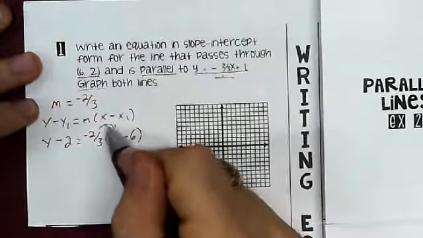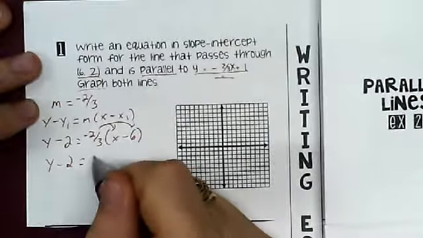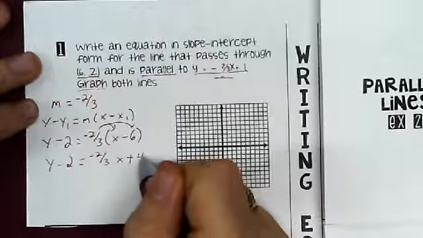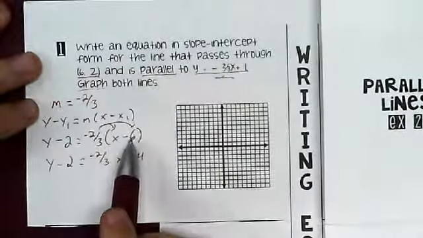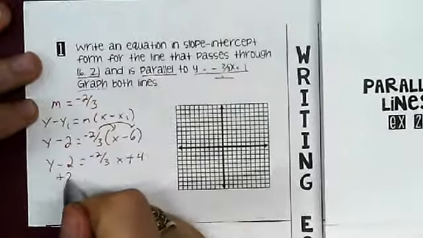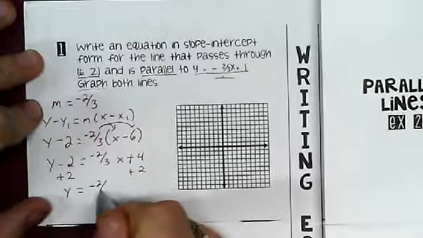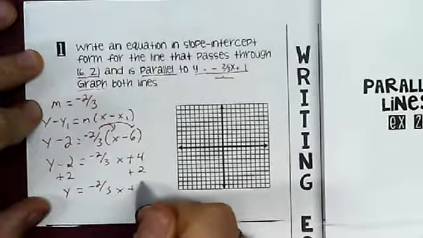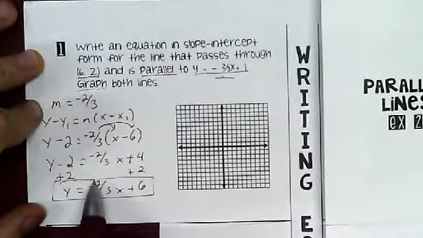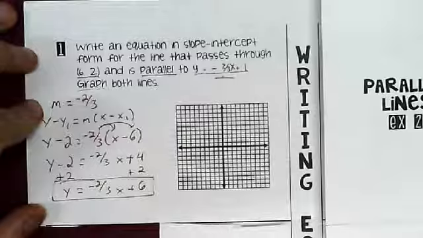From here, we go ahead and distribute, and we get that y minus 2 equals negative 2/3 x plus 4. Negative 2/3 times negative 6 is positive 4. We then need to add 2 to both sides to get that y equals negative 2/3 x plus 6. And so that is the equation of our parallel line.